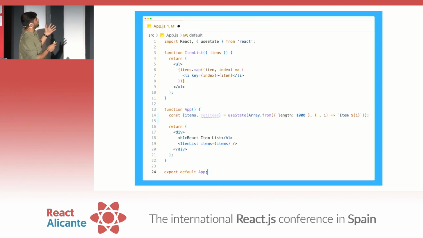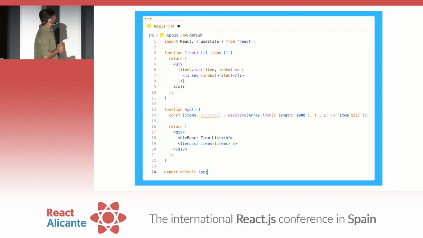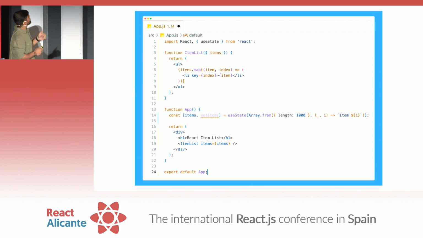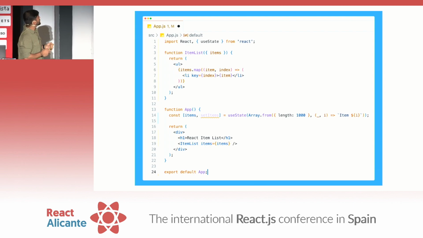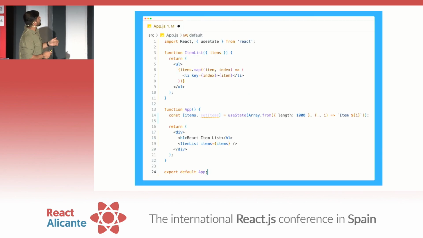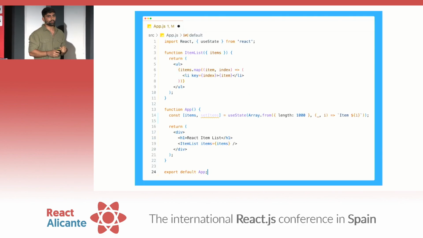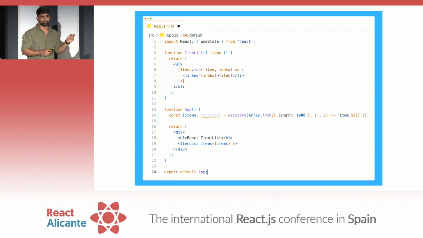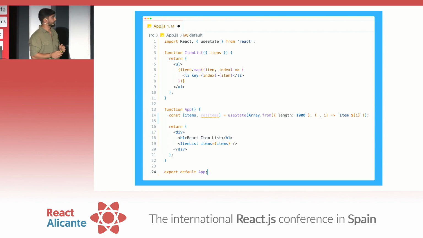So here I'm building a list of 1,000 items. We have our component ItemList, and we're implementing that. What it will do is print 1,000 list items. We're using useState to initiate the items, and this is how basic React typically looks. Everything looks good here until you have to change a specific item in between those 1,000 elements. It will become really tough to manage that.